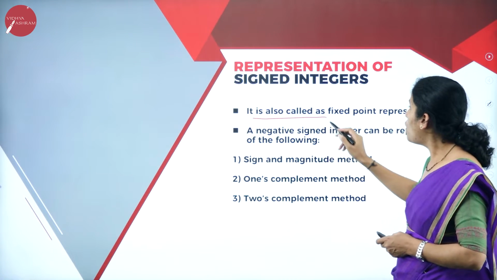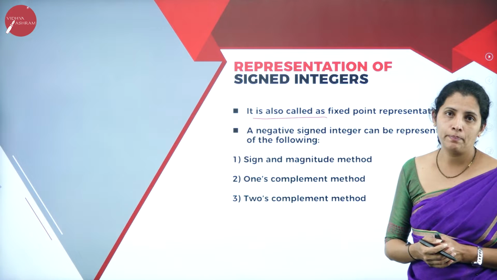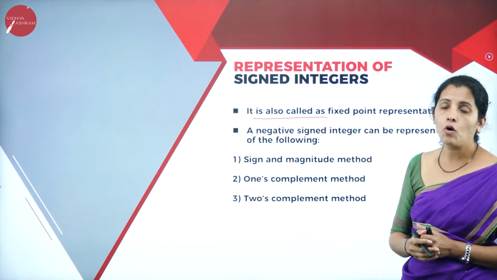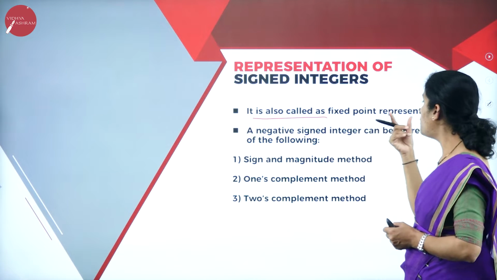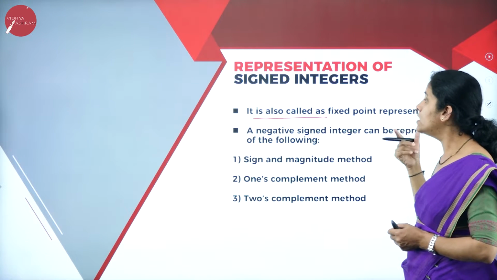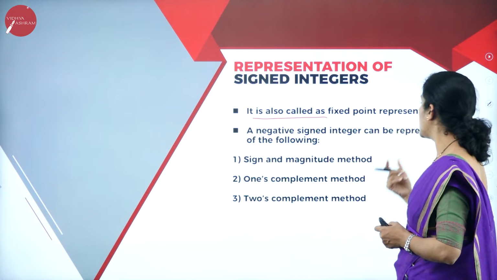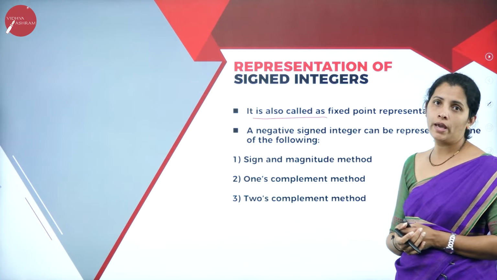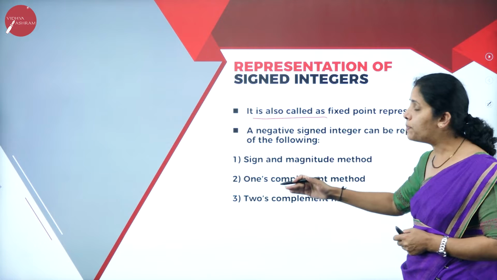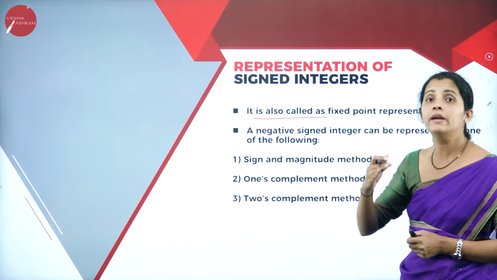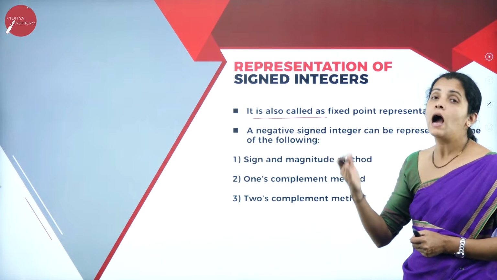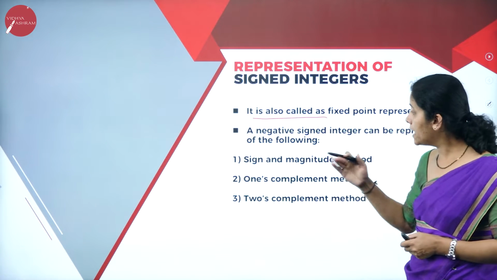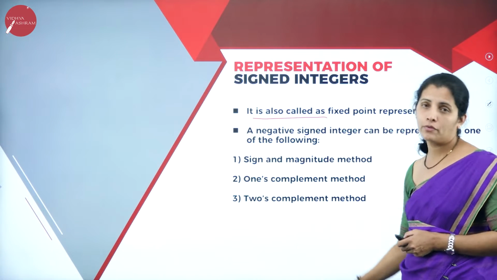It's also called fixed point representation. That means signed integers are also called fixed point representation. A negative signed integer can be represented in the following ways. Suppose I have a negative number; to represent it, I can follow any one of the methods.